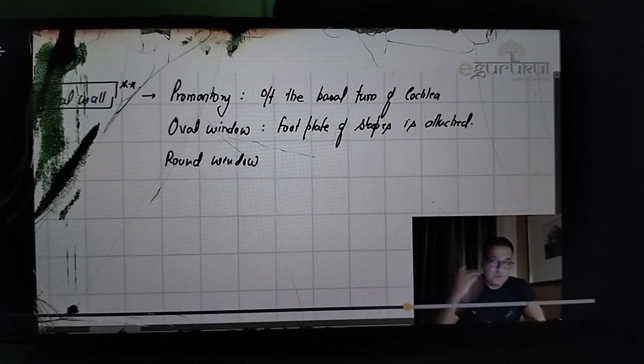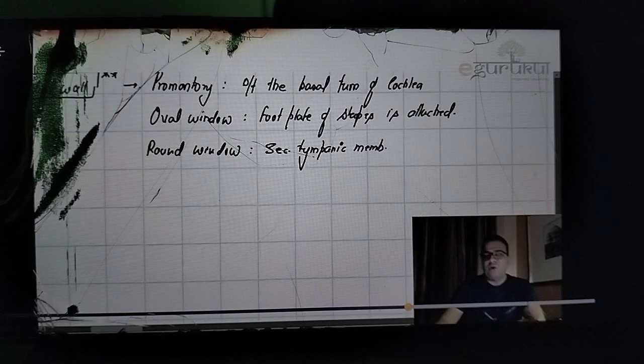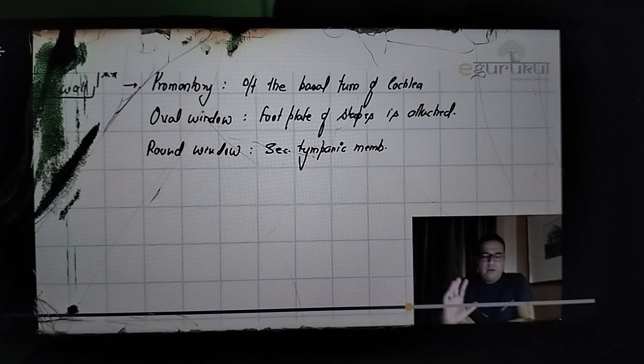You know the location, there is no need to tell again, it is posterior superior to the promontory, the oval window. And the round window is the place where the secondary tympanic membrane is present or attached. Look, what exactly is the secondary tympanic membrane? That is a subject of discussion in the internal ear. I hope you know about it, but let me just give you a very quick feed about it.